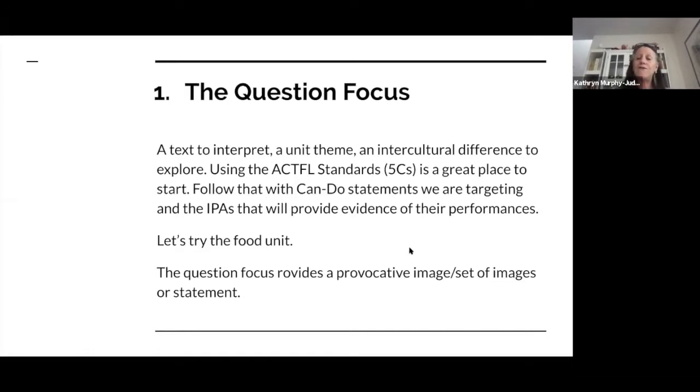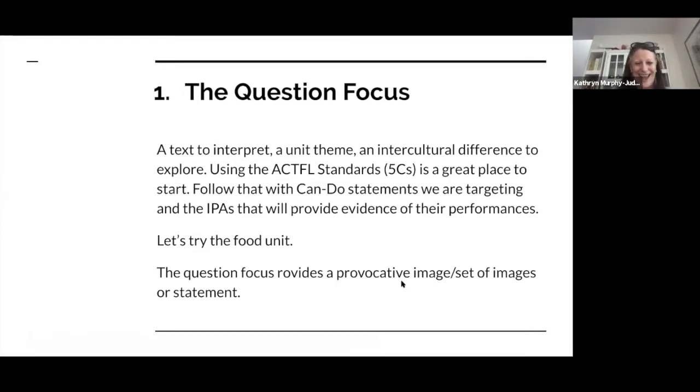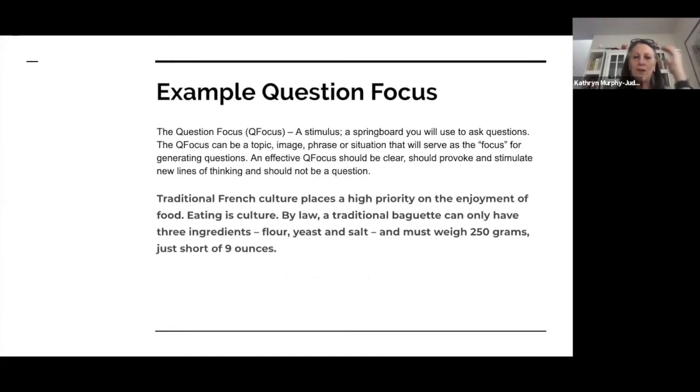Then we can also use the five C's as a great place to start for our question focus. We can follow it with can-do statements that we want to target with our learners, and the integrated performance assessments that we will be using with our students to gather the evidence of their performance as they work through what it is that they can do and want to be able to do in the language. So I started with a food unit, because most of us have a food unit. What you try to do is come up with something that's a provocative statement or a set of images, something that's going to get the learners thinking about it.